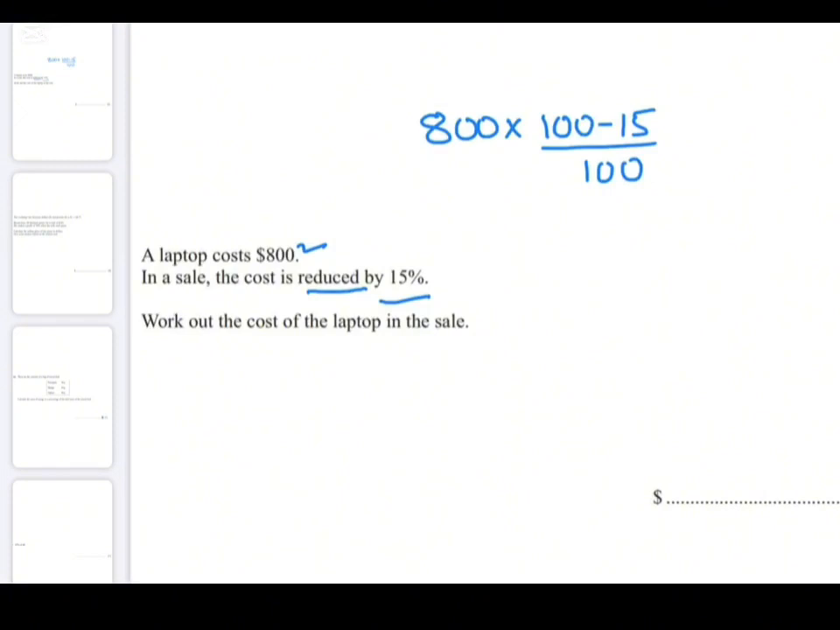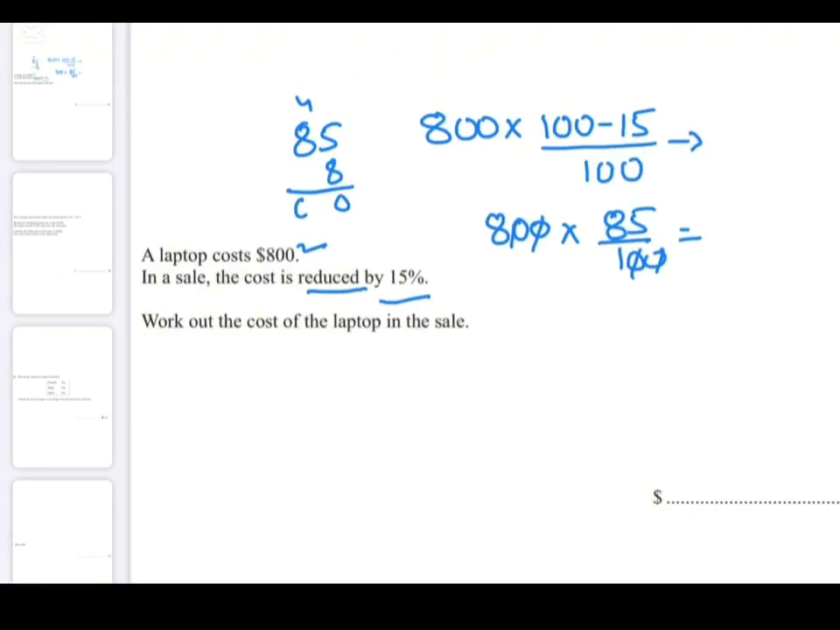So now we will find the answer by just calculating. Simple, we have 800 multiplied by 85 divided by 100, so the 0s will cancel out. So the final answer after multiplying, 85 multiplied by 8: 8 fives are 40, 8 eights are 64, plus 4 is 68, so $680. So after a 15% reduction in the sale, the cost of the laptop in the sale is $680. That's a simple answer.